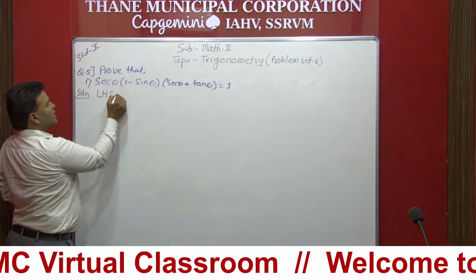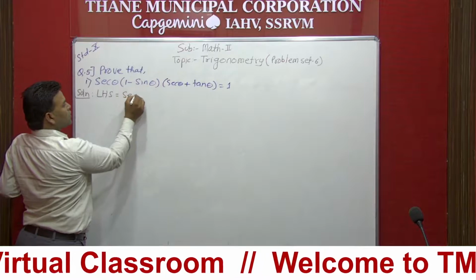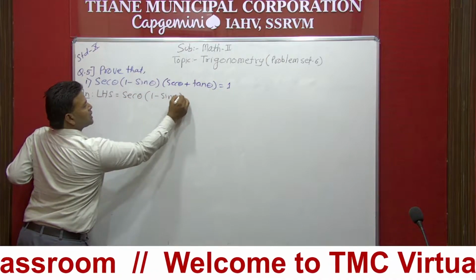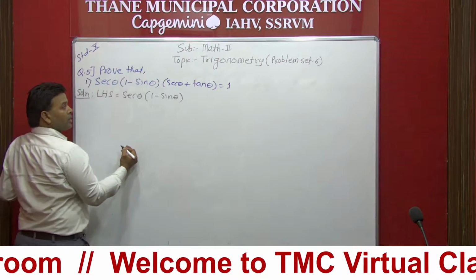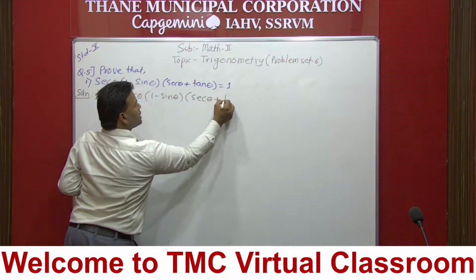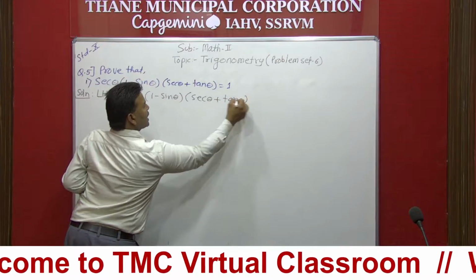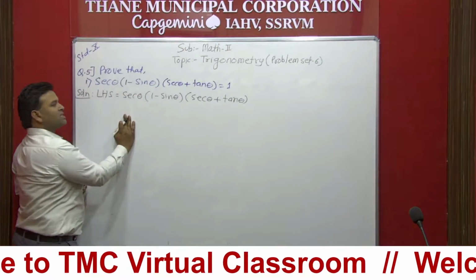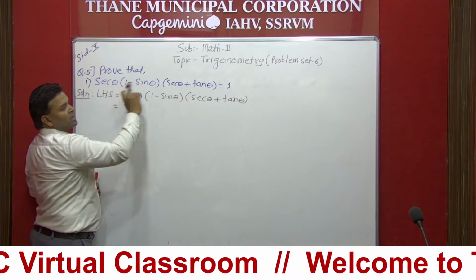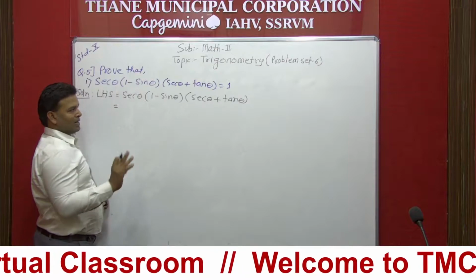LHS is equal to sec theta (1 minus sine theta), second bracket, (sec theta plus tan theta). This is our left hand side. Let's start the question. Now here in the right hand side we are supposed to find out 1.